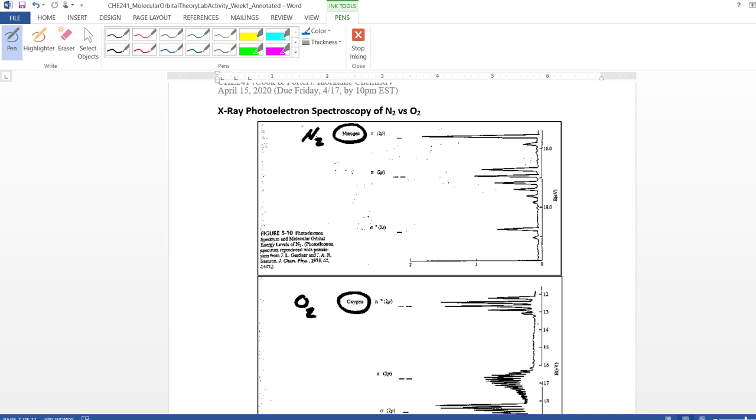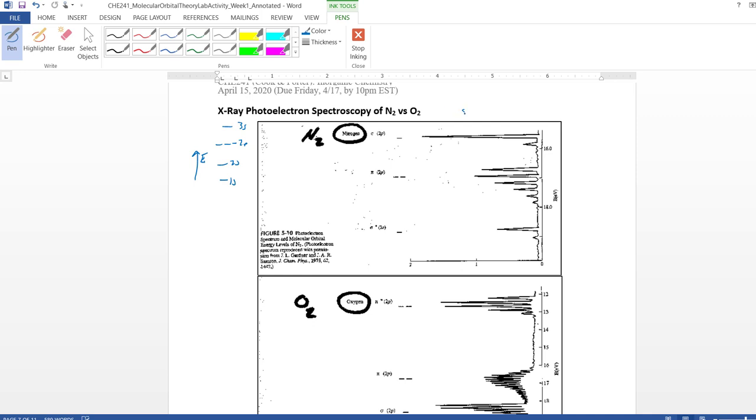And so I want to kind of just give you an example, right? Remember how we talked about energy, and then we said 1s, 2s, you know, then you did 2p, you did 3s, and so on and so forth, right? Well, that information comes from this experiment, and this photoelectron spectroscopy is really important.